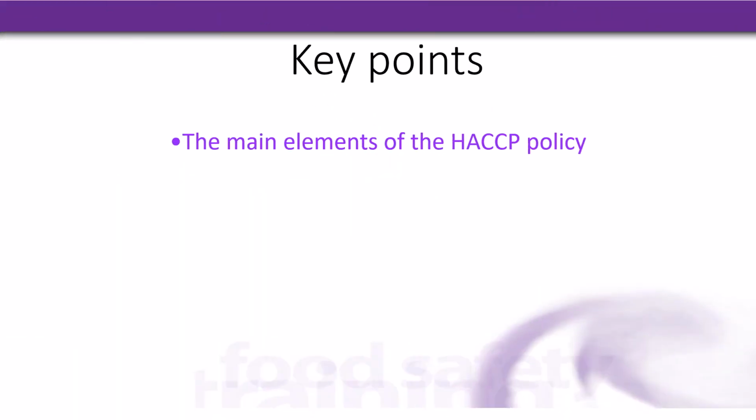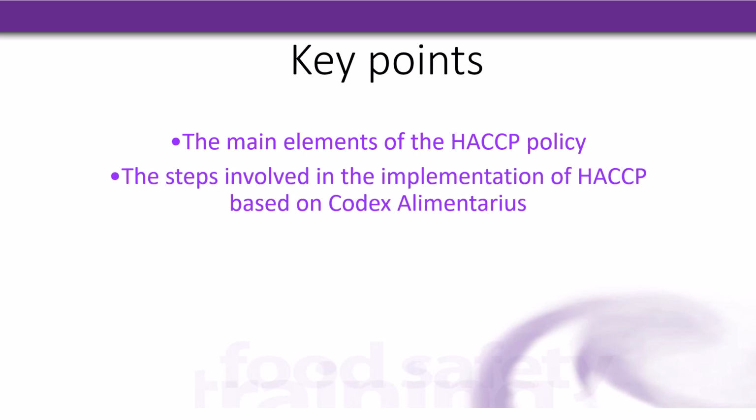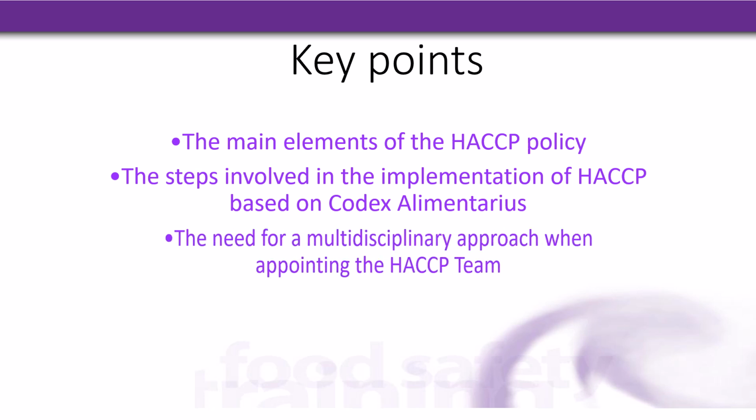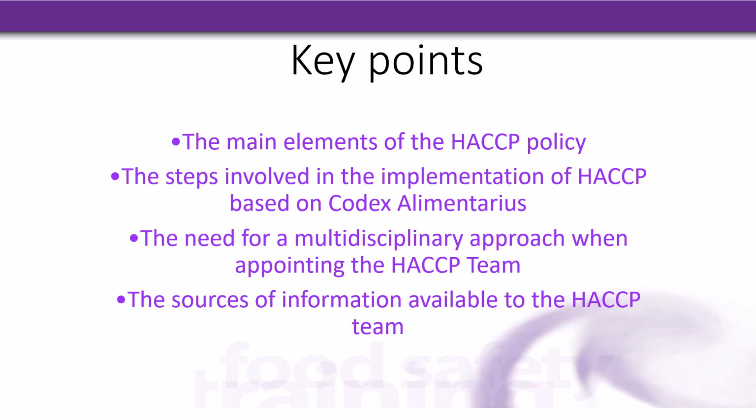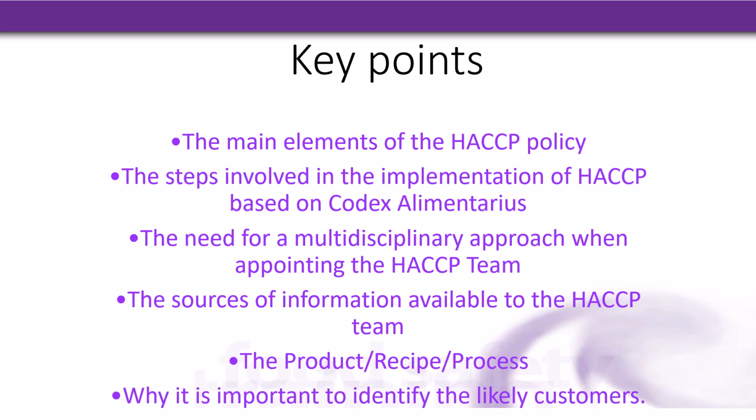So the key points of that section: we looked at the main elements of the HACCP policy, the steps involved in the implementation of HACCP based on Codex Alimentarius, the need for a multidisciplinary approach when appointing the HACCP team, the sources of information available to the HACCP team, the product, recipe, process, and why it is important to identify the likely customers.